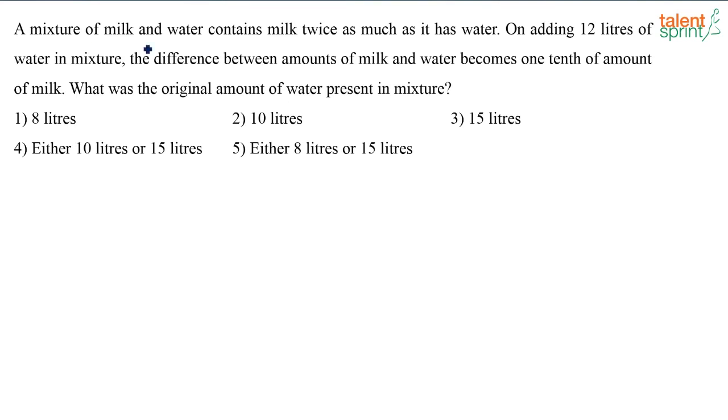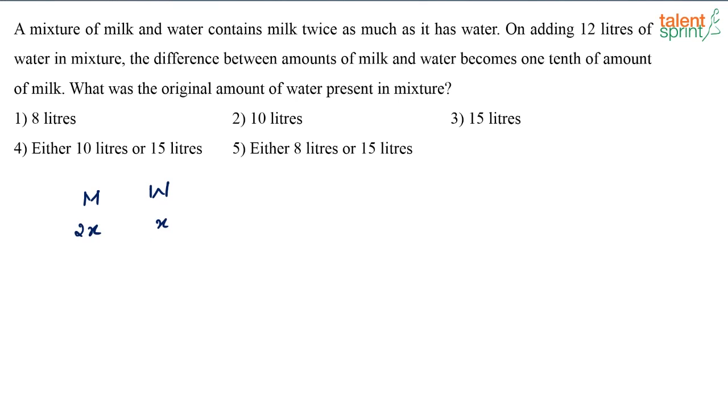See what is given here. A mixture of milk and water contains milk twice as much as water. So there is a mixture which has milk and water in it. The milk is twice as much as water. If I say there is x liters of water, how many liters of milk is there? 2x liters of milk is there, because it is given milk is twice as much as that of water.